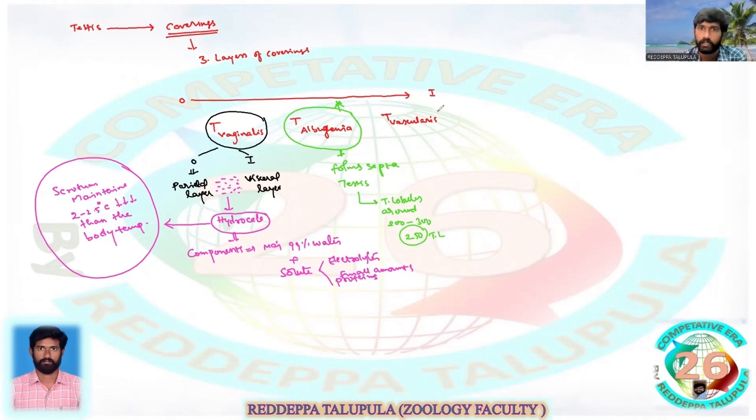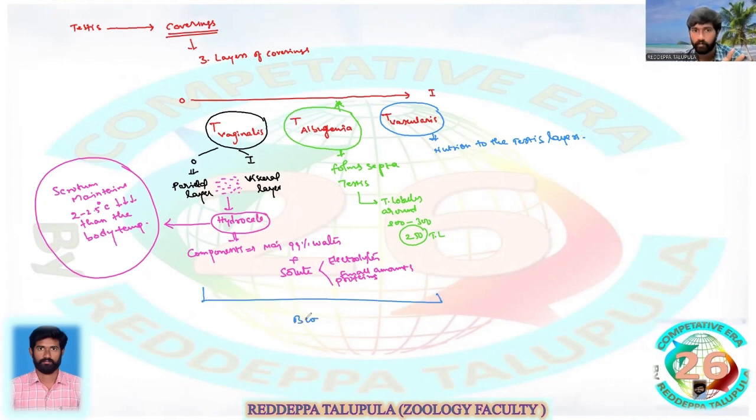Next, if you talk about the third most important layer, tunica vascularis, it is the layer that provides nutrition to the testes layers. Why? Because see, tunica vaginalis and tunica albuginea are layers without blood capillaries. But tunica vascularis is the layer which possesses blood capillaries. Because of these blood capillaries, nutrition is given by the tunica vascularis to the other two remaining layers of the testes.